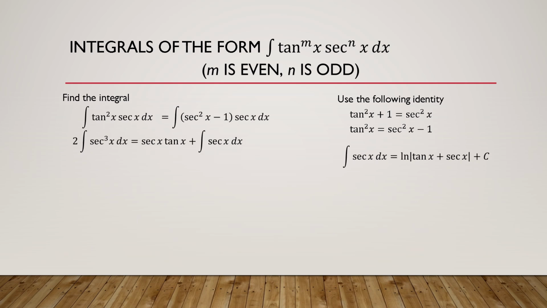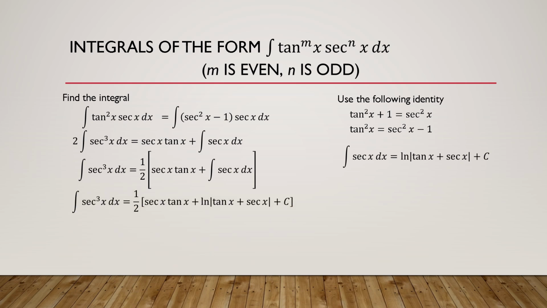We next divide both sides by 2 and get the integral of secant cubed x equals 1/2 times the quantity of secant x tangent x plus the integral of secant x dx. We take the integral to get the answer to the integral of secant cubed x dx as 1/2 the quantity of secant x tangent x plus the natural log of tangent x plus secant x plus c.